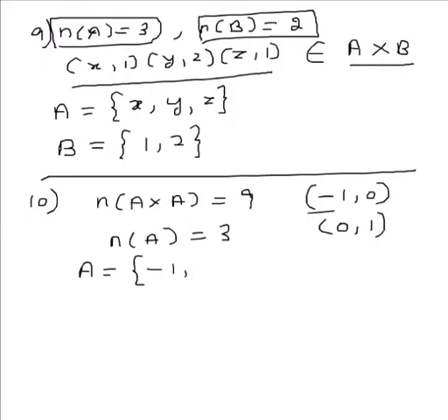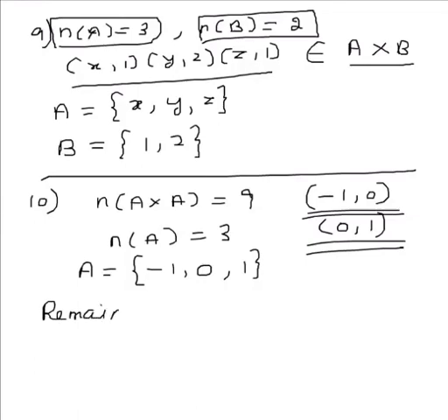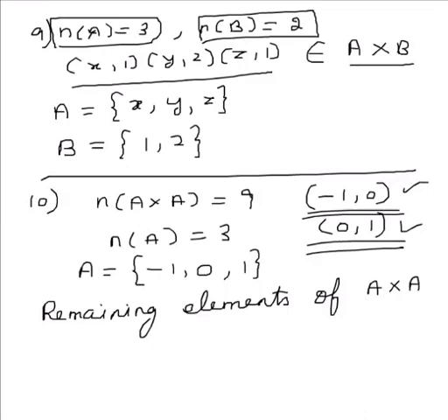Now let us write set A. Both the elements are taken from set A because it is A cross A. -1, 0 and 1. First element as well as the second element should be in set A. So find set A and the remaining elements of A cross A. Let us write the remaining elements. So 2 elements are given. I have to write the other elements. A set has 3 elements, -1, 0, 1. A is -1, 0, 1.